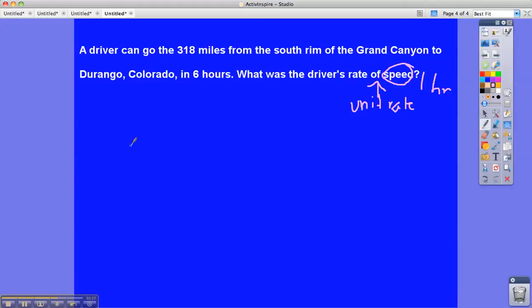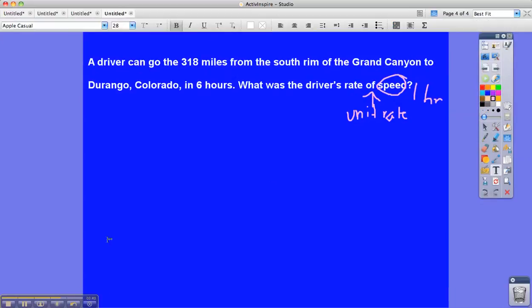So we're going to solve this using those models that we talked about on Thursday in class. If you haven't talked about them already, then we're going to talk about them a little bit now. A driver can go 318 miles from the south rim in 6 hours. What was the driver's rate of speed? So we're going to write our answer sentence. Our answer sentence is going to be, the driver can go miles in 1 hour.